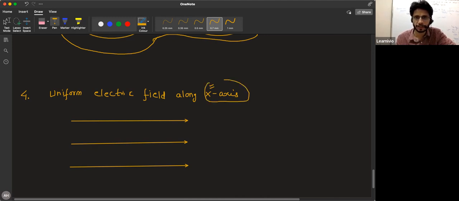So we have a field along the x-axis. Can you guess in which plane the equipotential surface will lie? The field is along the x-axis, so in which plane is your equipotential surface? It's an open question to everyone. I'm just asking for the plane in which your equipotential surface will exist. It could be the xy plane, yz plane, or xz plane. It's an open question.